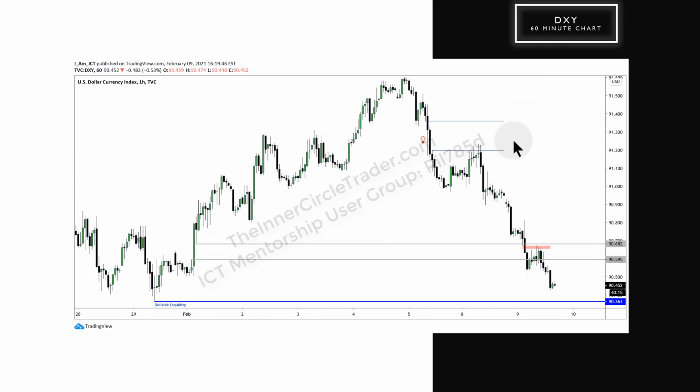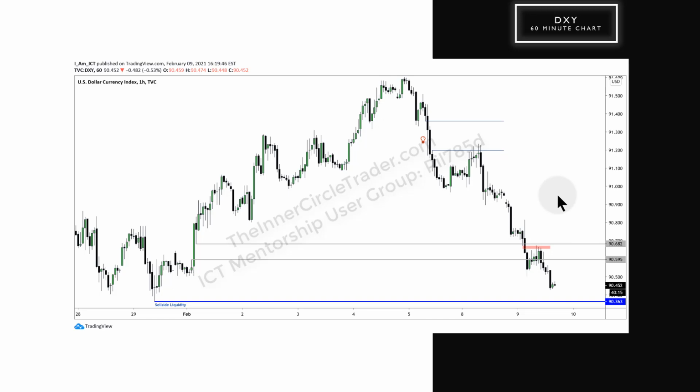US dollar. Redelivered, rebalanced after the fact. Now, while this is happening in dollar, this is extremely bullish for foreign currency.